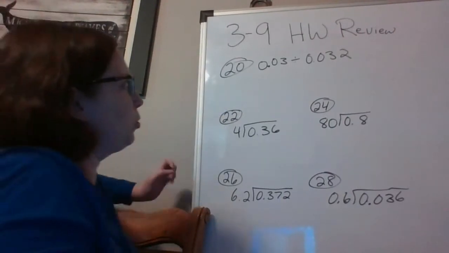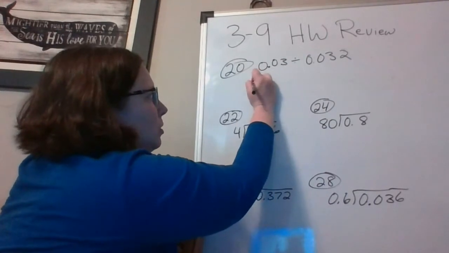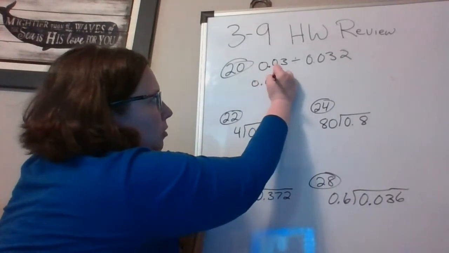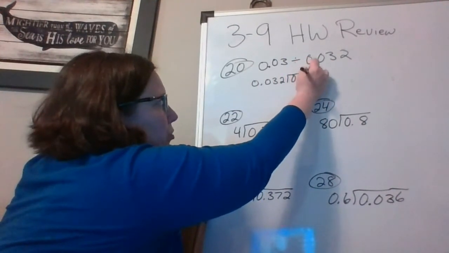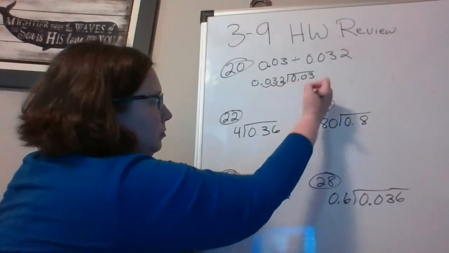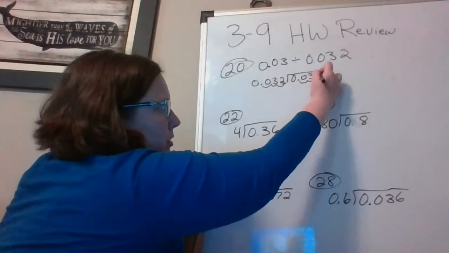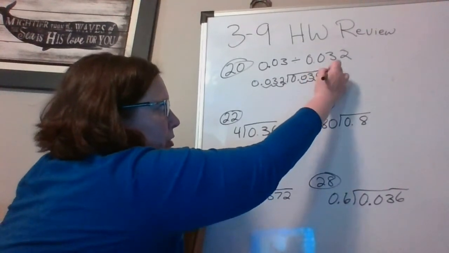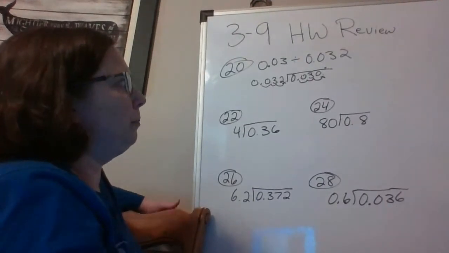Moving on, number 20 is also written horizontally. So the first thing we need to do is write that using a division bar. And then I need to move my decimal in my divisor, move my decimal in my dividend the same number of places, add in that placeholder 0, fill my egg carton, and move my decimal straight up.